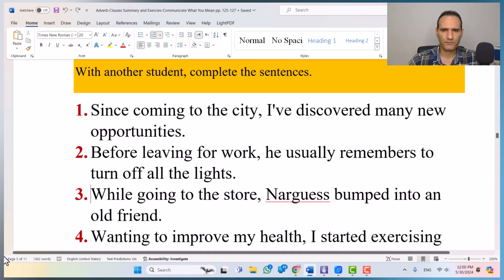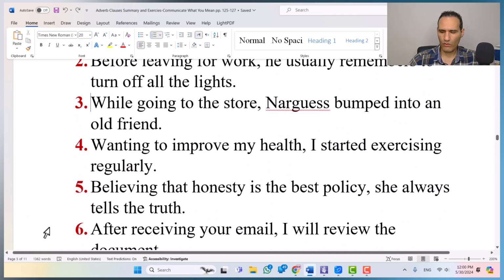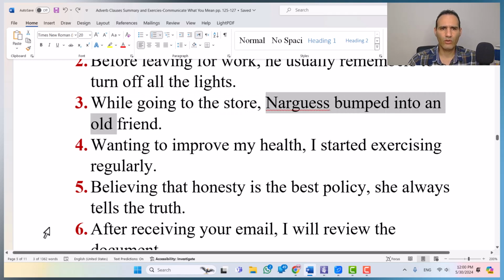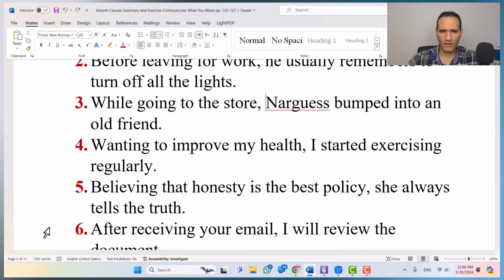Number 3. While going to the store, Nargis bumped into an old friend. So it is originally, while Nargis was going to the store, Nargis bumped into an old friend. So repeating the subject 2 times is not that beautiful. That's why we came up with the idea of reduced adverb clauses. You see, it's more beautiful than repeating the subject.